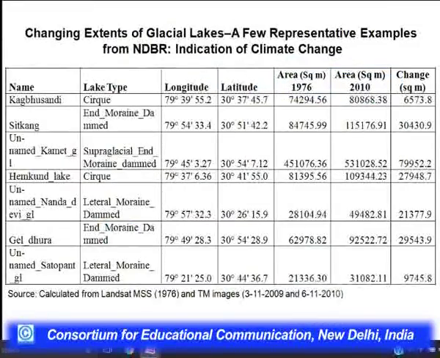Here you can see the changing extent of glacier lakes. This is also another example indicating the impending climate change, and the impact we are getting from it. These are some of the important lakes, with lake type, latitude, longitude, area, and you can see the changes, particularly in square meters in this area. So, we have substantial change.